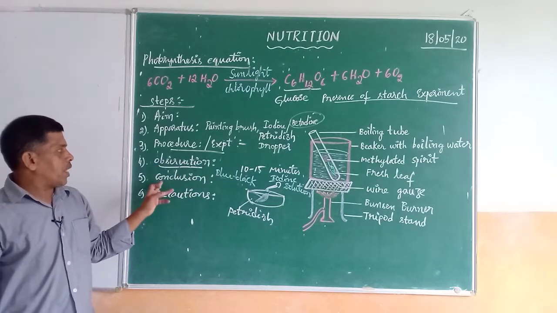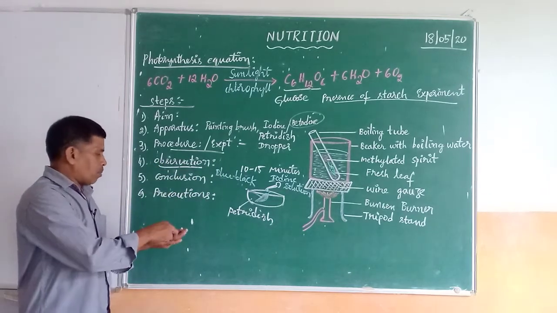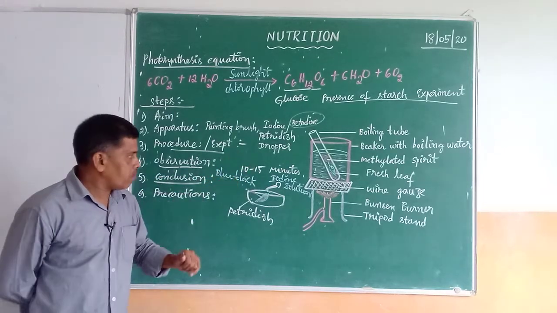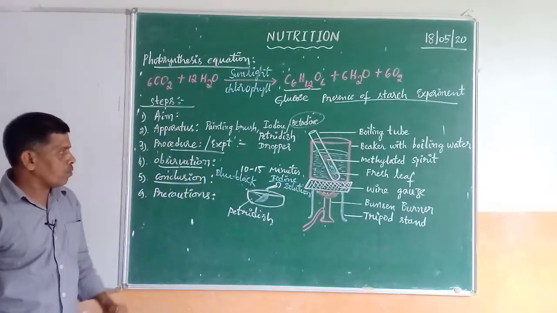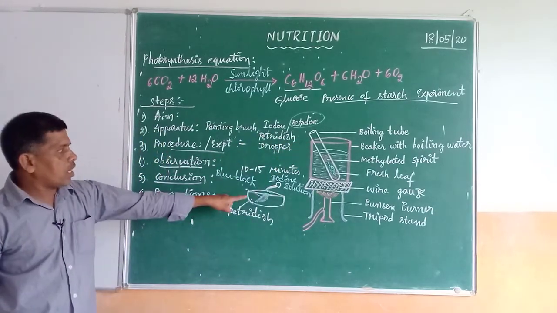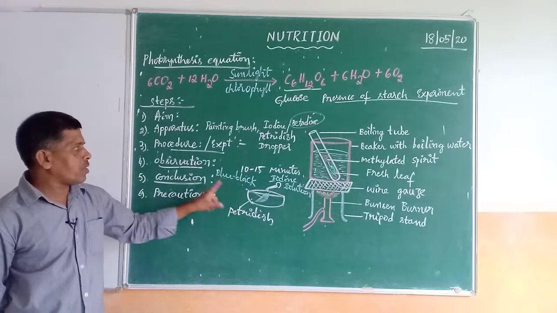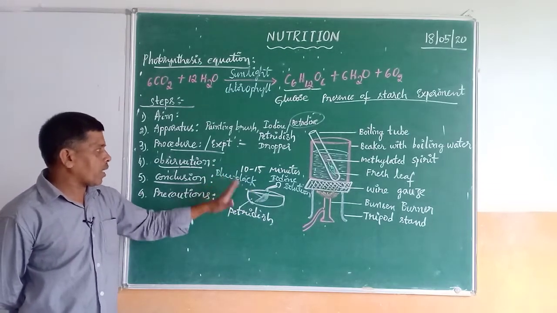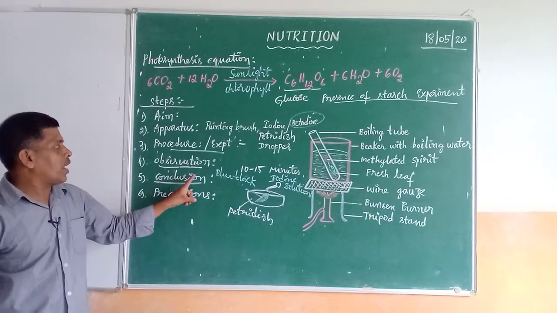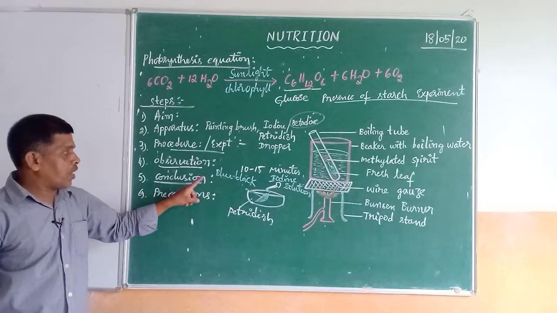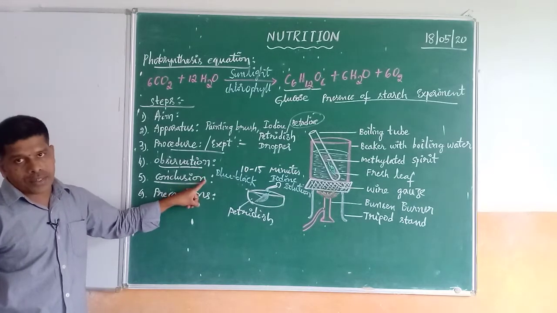Now coming to the next step, step number 5, conclusion. Now the experiment has come to an end. What are we going to conclude? From the above experiment, we can conclude that the leaf contains starch. How is it? Because of the appearance of blue-black color. We need to write it under the heading called conclusion. And this conclusion can also be written as inference, or you can write it as result.